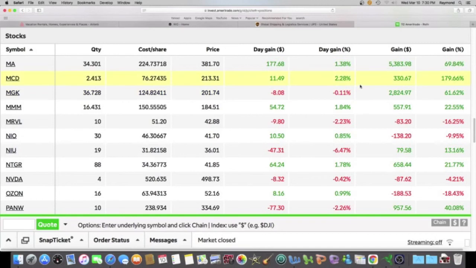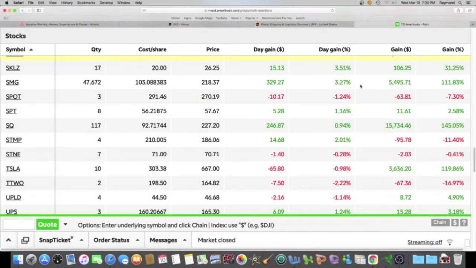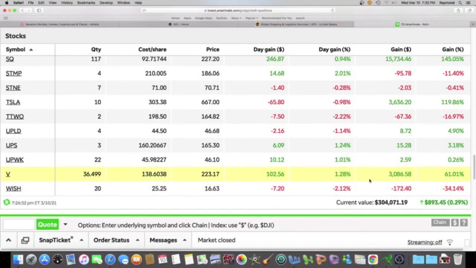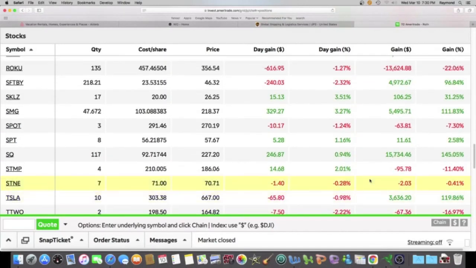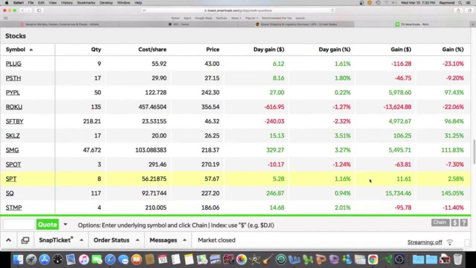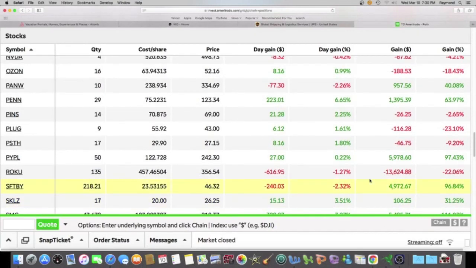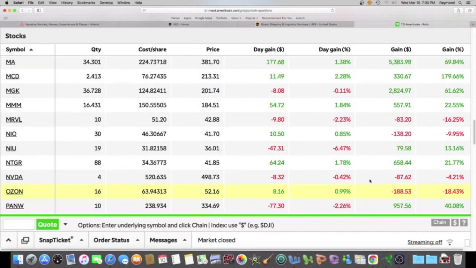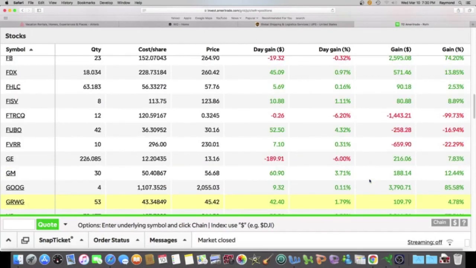So let me do a slow scroll of all my stocks so you can see what I have and what's good and what's bad. So you guys can pause this video and take your time and look at every stock that I own. You can see the profit. You can see the loss. You can see what I bought it at, the average price I paid, all that stuff. And again, you guys can pause the video at your leisure.